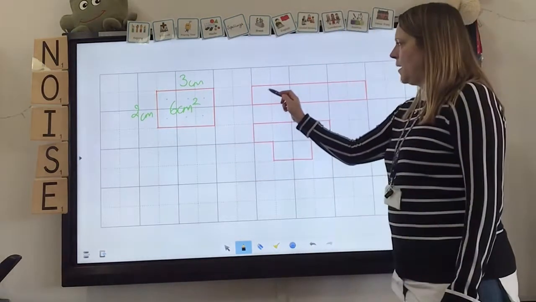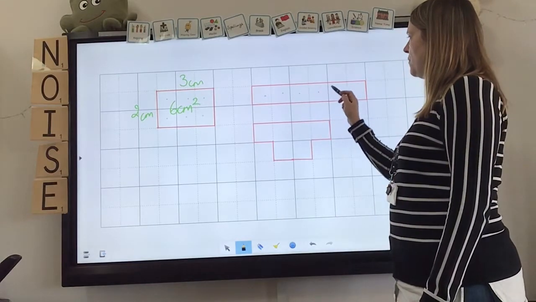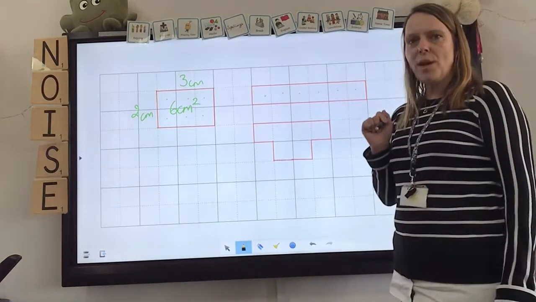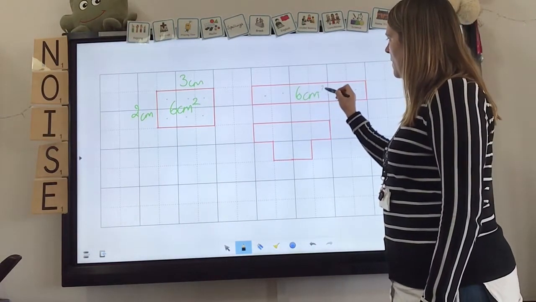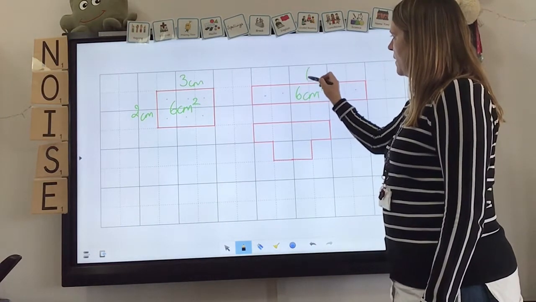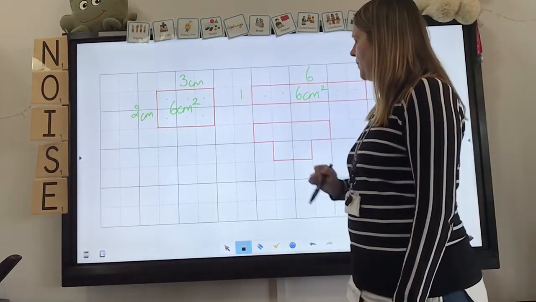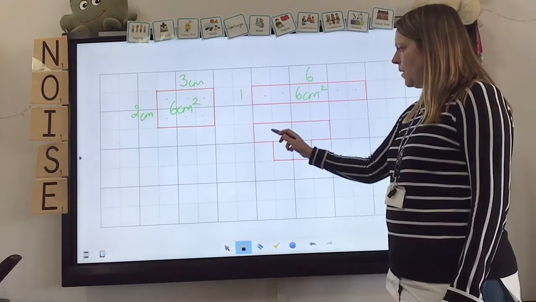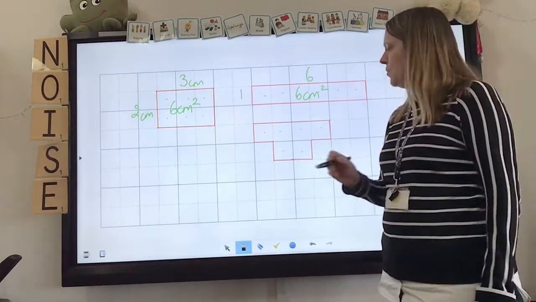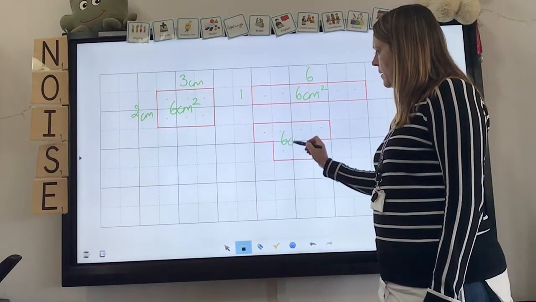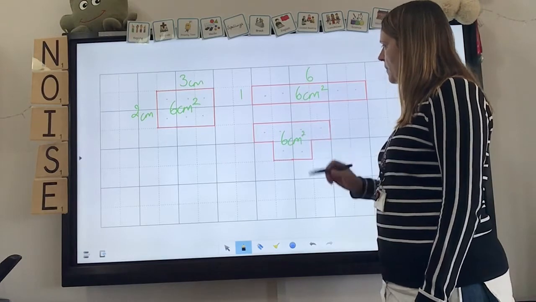What about this one here? 1, 2, 3, 4, 5. Wow, it looks quite different, doesn't it? But it's also 6 centimetres square, but in this case, it's 6 by 1. And this one, 1, 2, 3, 4, 5, 6, also 6 centimetres squared.